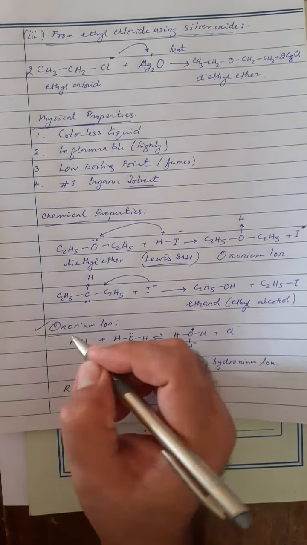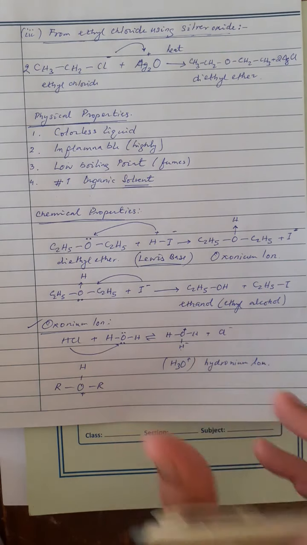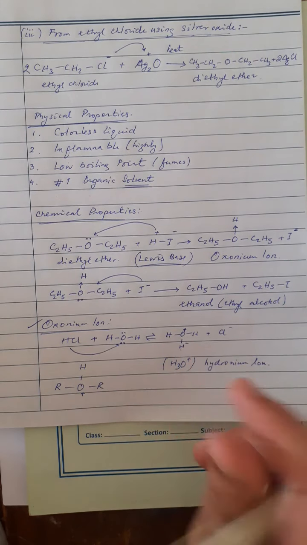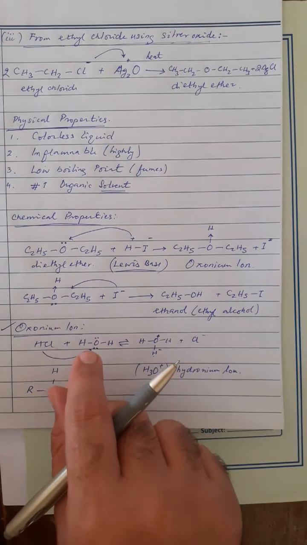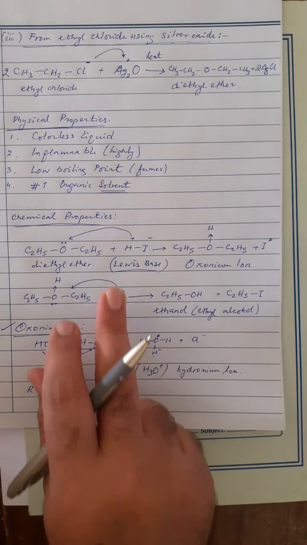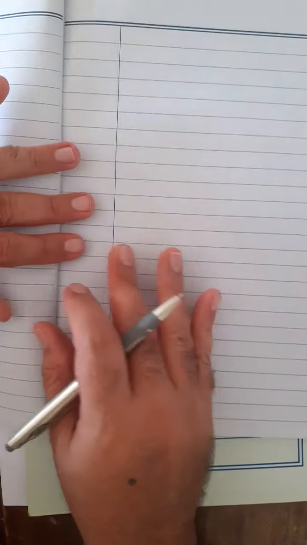So this is how it is formed in the ethers. It could be a short question like what is oxonium ion, how it is formed. You can give this reaction as an example, right? This is for water oxonium ion, this is for ether oxonium ion. Hope you understand the chemical reactions. There are not too many for the ethers because ether is chemically stable.